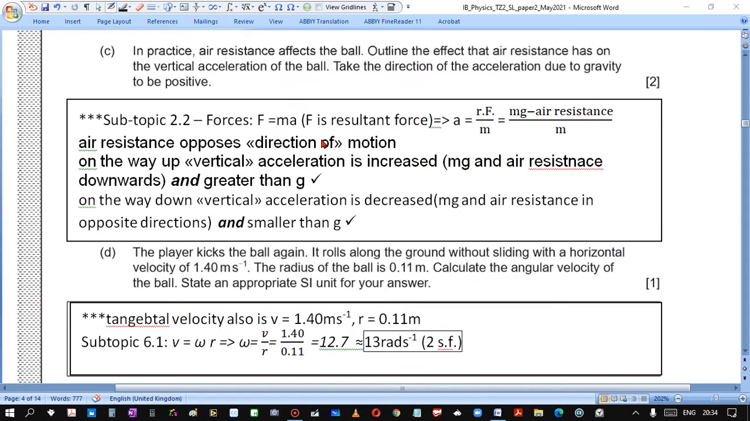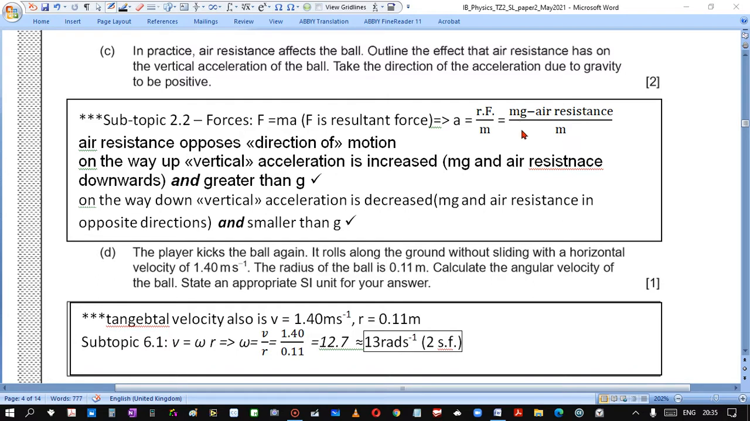In practice, air resistance affects the ball. Outline the effect that air resistance has on the vertical acceleration of the ball. Take the direction of the acceleration due to gravity to be positive. So they suggest to have downward direction positive. In any case, acceleration equals resultant force over mass, mg minus air resistance divided by mass. So when the ball is moving upwards, speed decreases, air resistance decreases, acceleration increases.